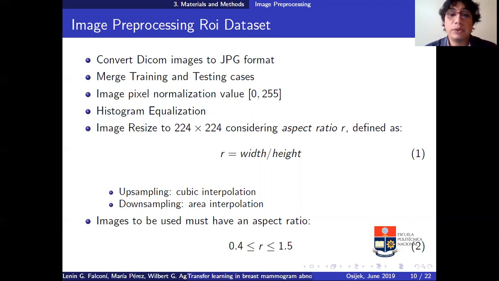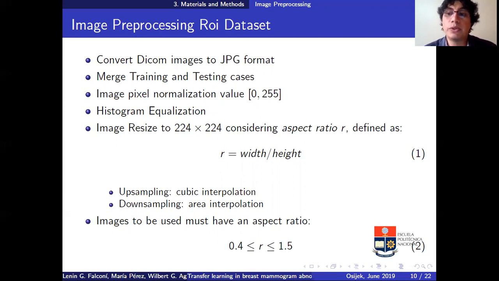It was necessary to normalize the pixel values. Original images have gray level values up to 65,535, so it's a lot. So we have to scale this into 255. We applied histogram equalization. For resizing, we considered the aspect ratio of the image, which is the relation between the width and the height of the image.